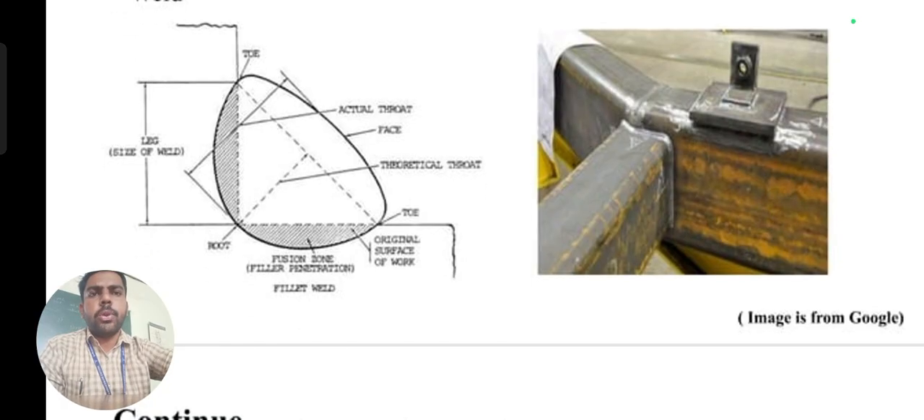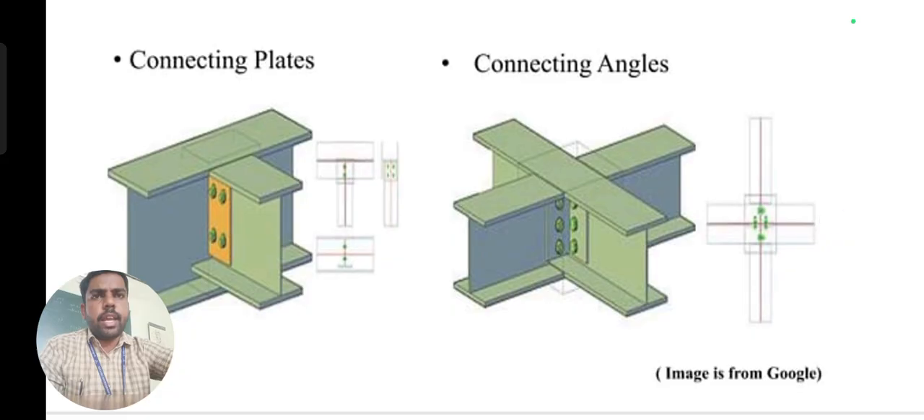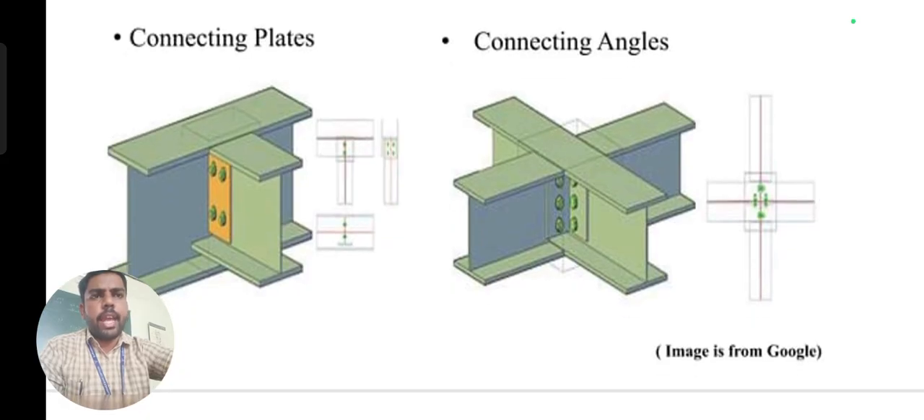This is the throat section. This throat involves the angle of welding that should be provided, and after that the thickness and the length of the connection that should be provided. And here, see the connection of the plates and connecting the angles. Here two scenarios should be involved in that particular situation.